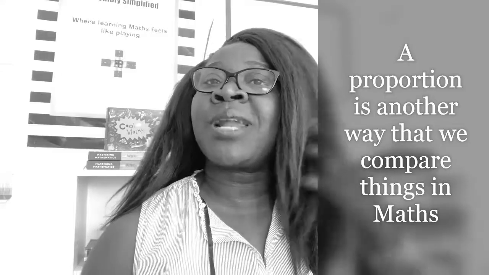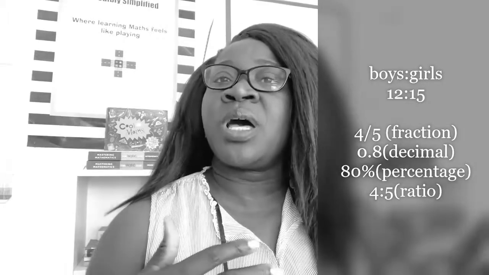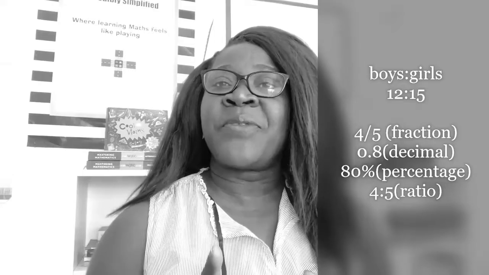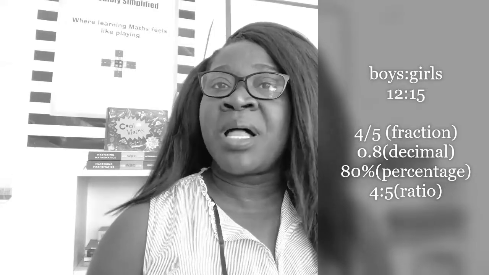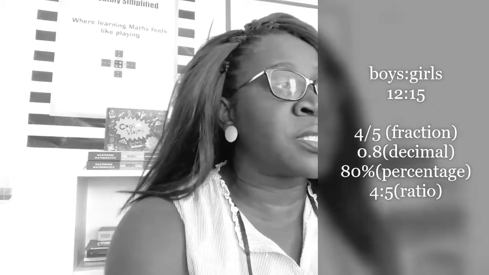For example, in your class, you may want to compare the number of boys to the number of girls. So you may have 12 boys and 15 girls in your class. And you may say that the proportion of boys to girls is 12 to 15. A proportion can be written as a fraction, a decimal, a percentage, or ratio. So many different ways of writing proportions.